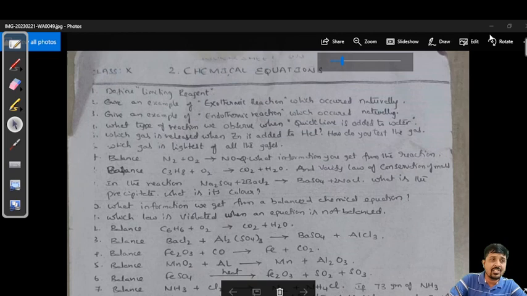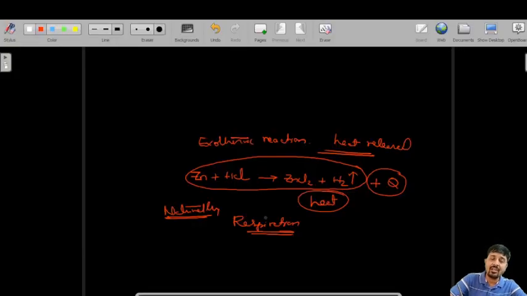Now look at the next question: give an example of an endothermic reaction which occurs naturally. So we have to give an example of an endothermic reaction which occurs naturally. What is an endothermic reaction? An endothermic reaction is a chemical reaction in which heat is involved.